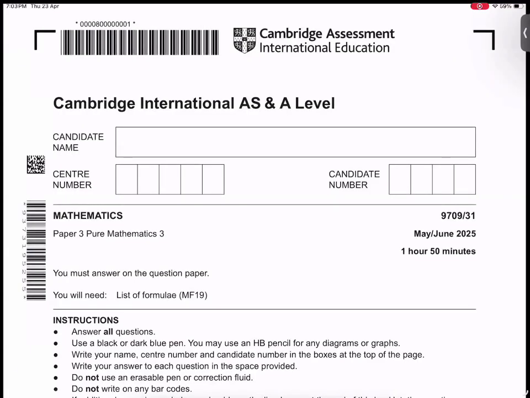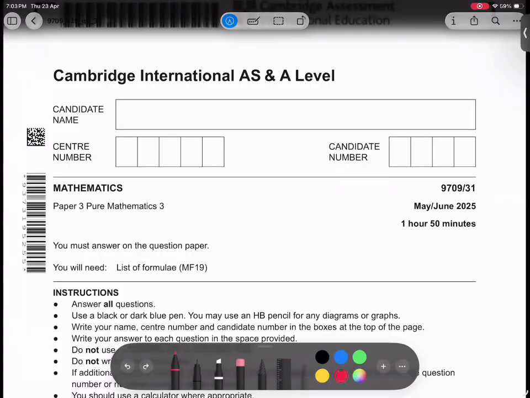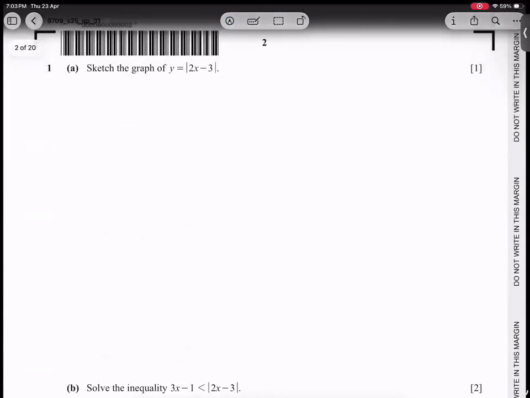Bismillah ar-Rahman ar-Rahim. Students, we are going to solve this paper, June 2025, 31 variant and complete pure paper. So let's start. Question number 1.